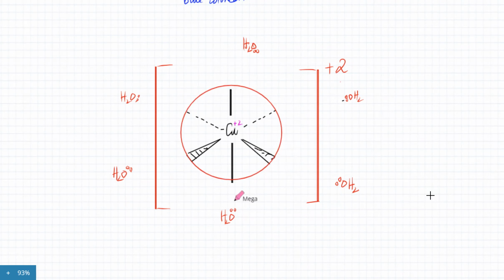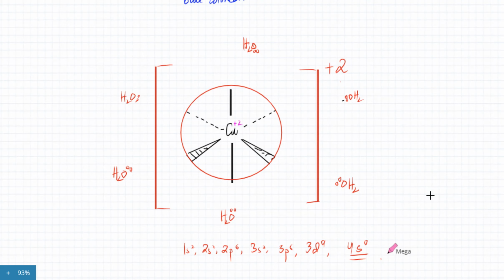If I write down the electronic configuration, it's 1s2, 2s2, 2p6, 3s2, 3p6. It was 3d10 and 4s1, but now it's 3d9. And the fourth shell is the one that's empty. So you've got an outer shell that's empty. So that's what copper plus 2 looks like.